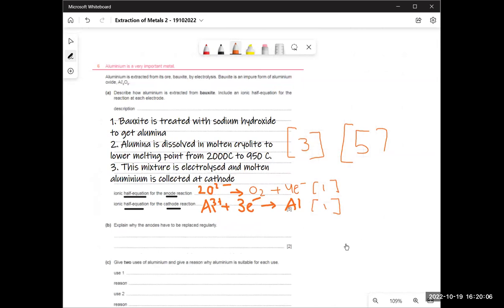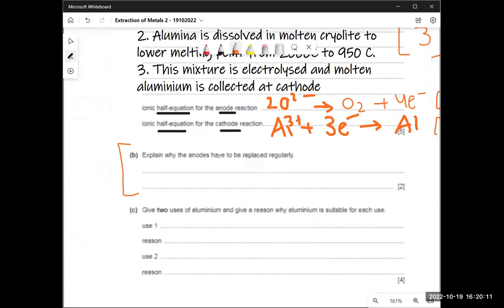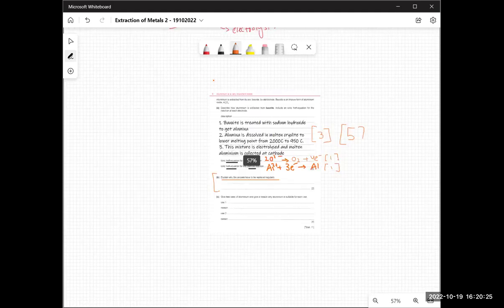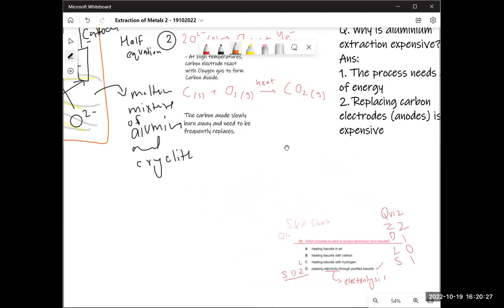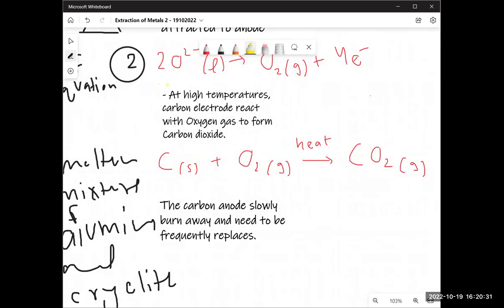No, sir. Now read this part here. Why do anodes have to be replaced regularly? Read the question. Zahra, read the question. Explain why the anodes have to be replaced regularly. All right. Why does it have to happen? Why is that the case? Now look at this. Read this part. Diana.